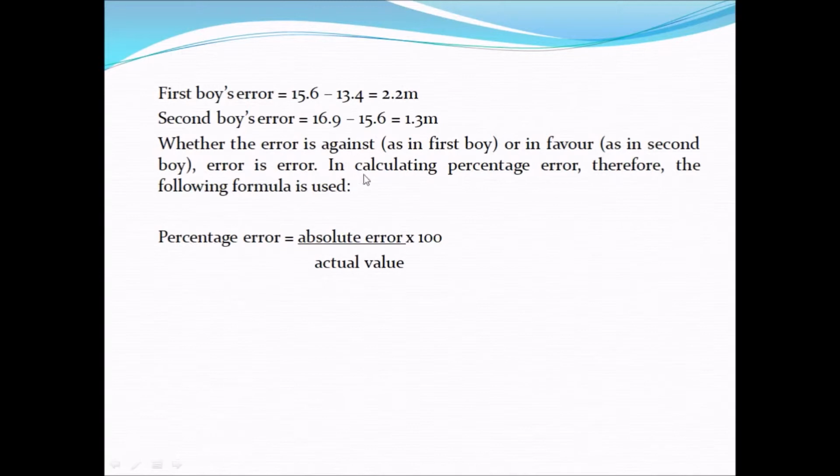Now, whether the error is against, as in the first boy, or in favor, as in the second boy, error is error. In calculating percentage error, the formula used is: percentage error is equal to absolute error, which is the difference (it could be the actual size minus the measured size, or the measured size minus the actual size), all over the actual value, times 100 over 1. So percentage error is equal to absolute error over actual value times 100 over 1.